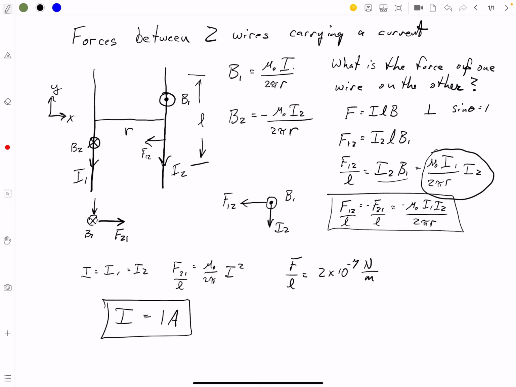So you take 2 wires, you put them apart, if you get a force of this per length, then your current, if your currents are equivalent, you have a current of 1 amp flowing through them if R is equal to 1 meter. So all of that is pretty great stuff.